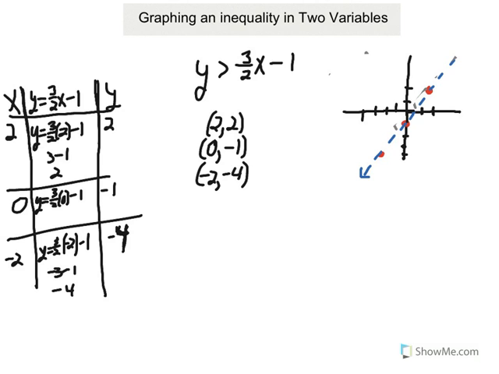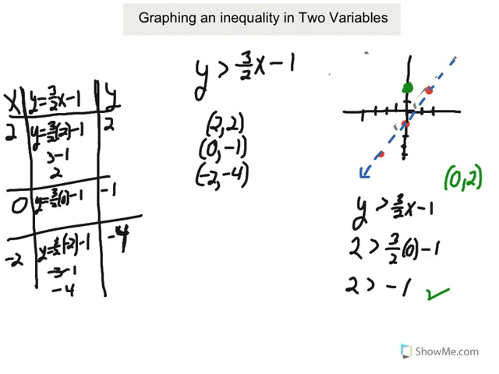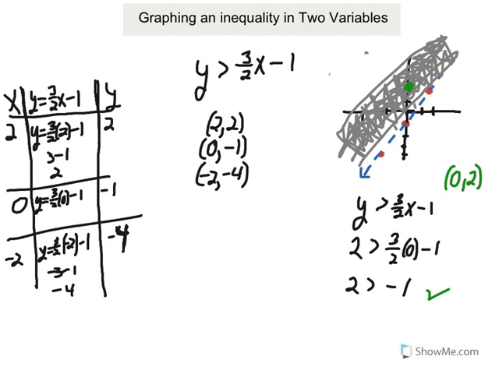Another way to determine whether or not this is the correct shading would be to pick a test point. So let's pick a test point. How about right here? And we're going to see if that is a solution to the linear inequality. So we're testing the point (0, 2). When we check that solution, it turns out that 2 is greater than -1, therefore (0, 2) is part of the solution, and therefore we want to shade wherever the point (0, 2) is. And therefore the graph is our solution of graphing the inequality y is greater than 3/2 x minus 1. Please pause the video and copy this into your notes.